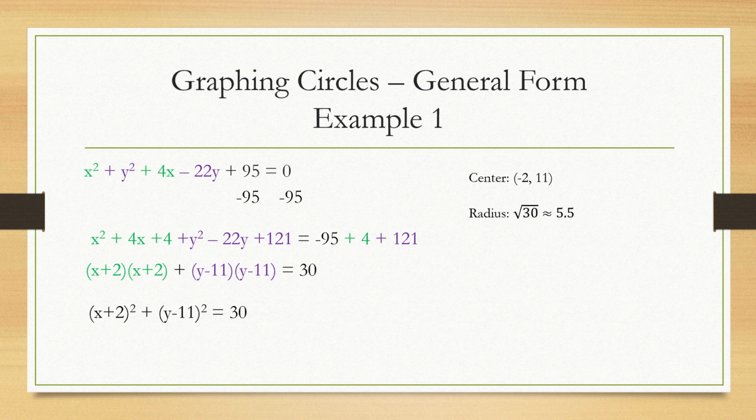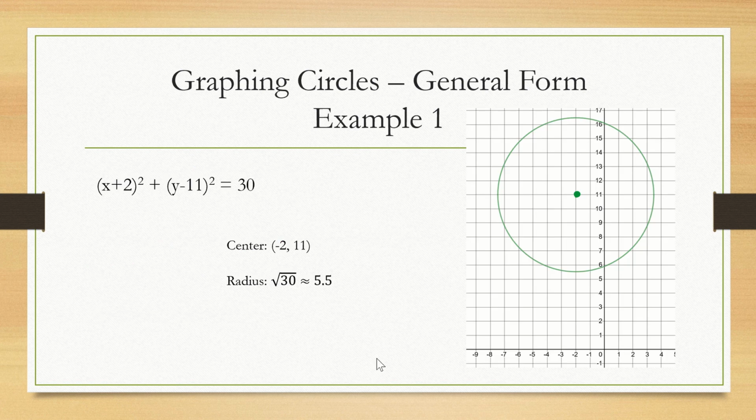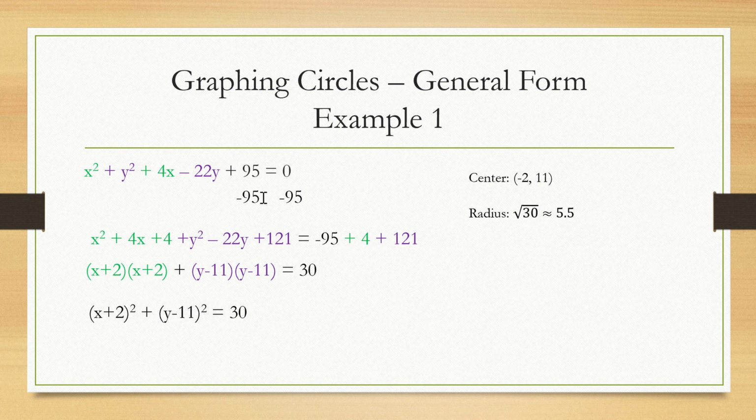Then we're going to use that information to graph this circle. The center is going to be here at negative 2, 11. The radius is about 5.5, the square root of 30. And then you can use that to get your circle. So that's what we've done: we've transformed this from general form to standard form, identified the center and the radius, and then you got your circle. I know there's lots of algebra involved, but if you just follow those 3 steps, you should be able to get your solution.